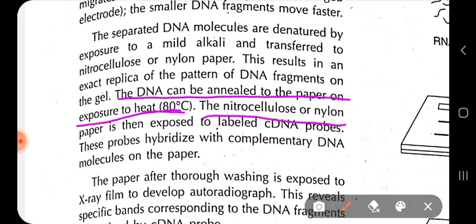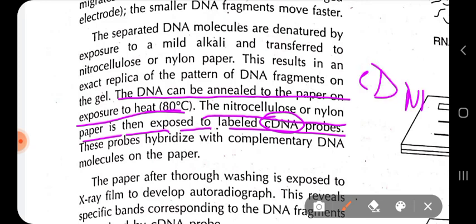The nitrocellulose or nylon paper is then exposed to the labeled cDNA probes. Now, cDNA is the complementary DNA probe. Now we will treat that single-stranded DNA which is attached to the nylon membrane or nitrocellulose filter membrane with complementary probes. Probes are what I have already discussed with you; here we are using cDNA probes, where C means complementary DNA probes.